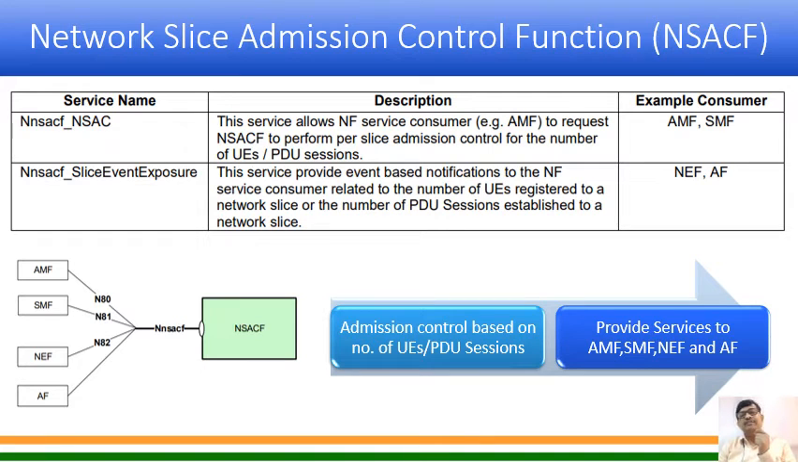Now the next network function is the Network Slice Admission Control Function. So who is the consumer? The consumers are AMF, SMF, NEF and AF. AF is application function, NEF is network exposure function, SMF is session management function, and AMF is access and mobility function. So basically on a particular slice, how many UEs can attach? How many user equipment can be connected? Or in total, how many PDU sessions can be created on that particular slice.